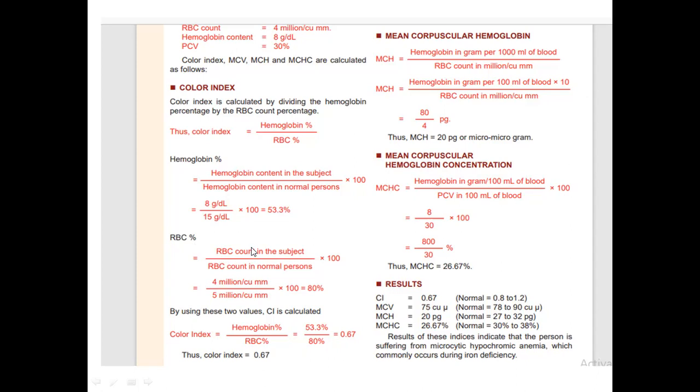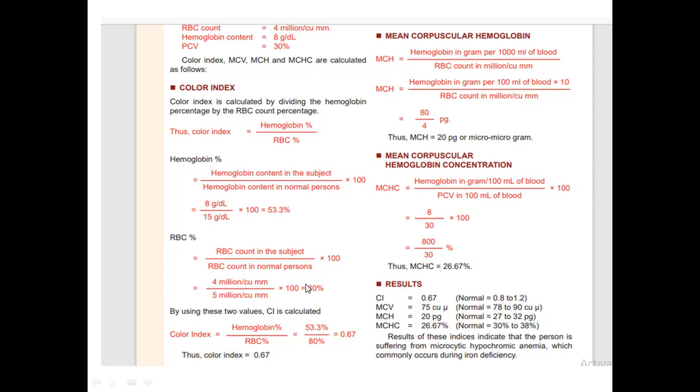Then let's find the red blood cell percent. We said assume that the patient has 6 million red blood cells instead of 4 million. So that will give us 6 million over 5 million times 100. So 6 over 5 times 100. That is 120. So the first one you had was 106.6, yes?